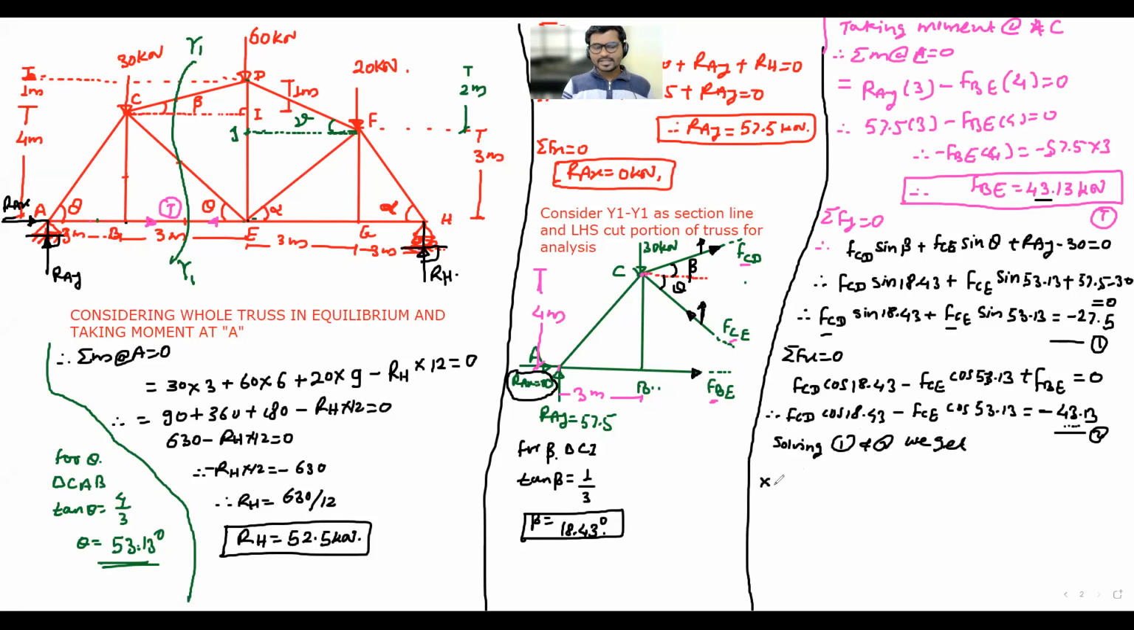Solving 1 and 2 we get FCD, no need to write x now, directly write FCD, and FCE equals. Solve those two equations alternately and tell me the magnitudes of forces for those two members. Minus 53.76 and this one minus 13.12. Is it minus 13.12? Yes, sir. All of you have got the same answer? Yes, sir.